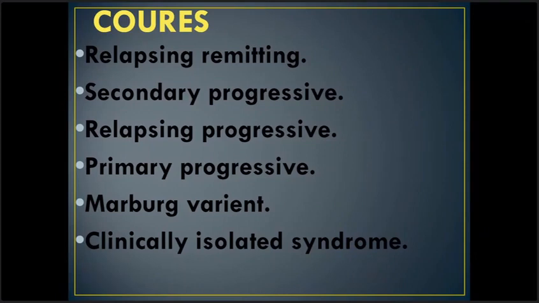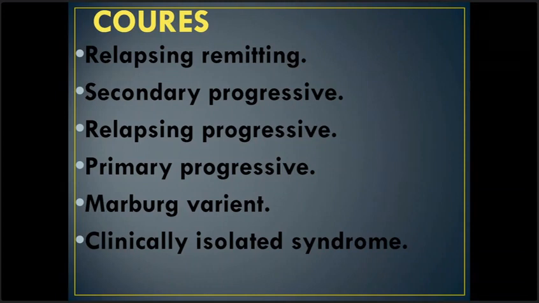10% of the patients of multiple sclerosis have primary progressive. There is no relapse remitting. It is a steady progressive neurological deficit. Marburg variant, the malignant, we call it the malignant multiple sclerosis. There is dissemination in time and space from the start and aggressively. So we call it the malignant multiple sclerosis.